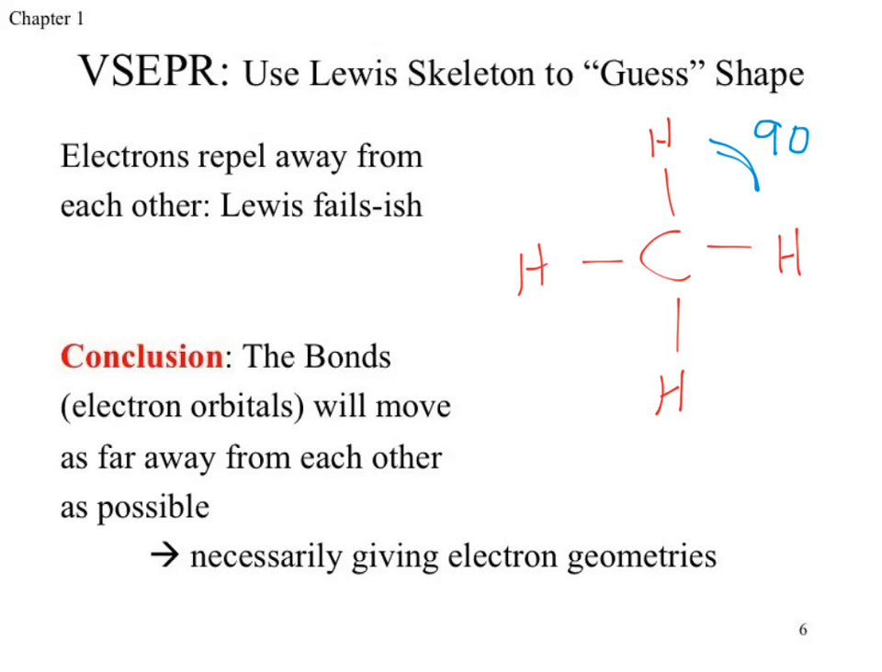That's drawn. That looks like 90. How about that one? 90. How about that one? 90. What's wrong with this? They're all 90 degrees. They're all perfectly equally spaced from each other. Why is this not a valid structure?